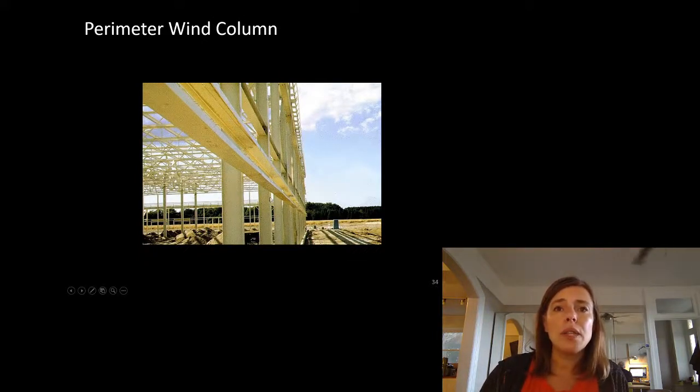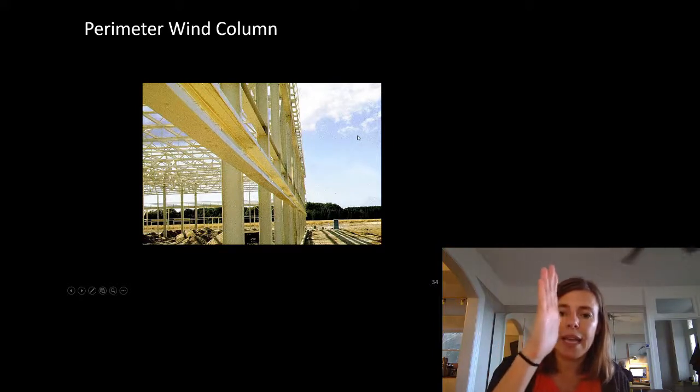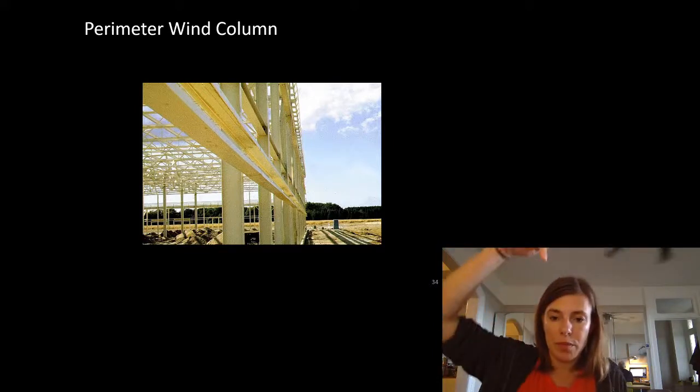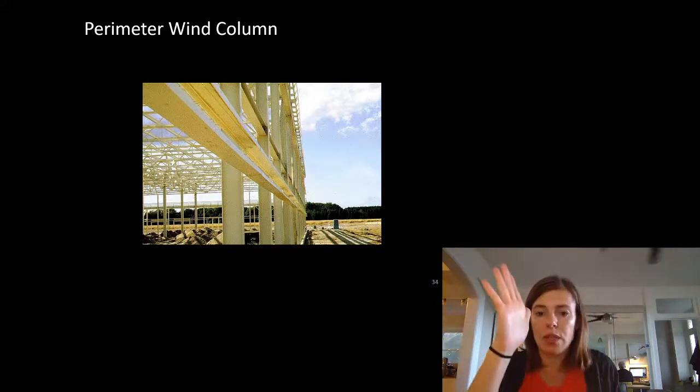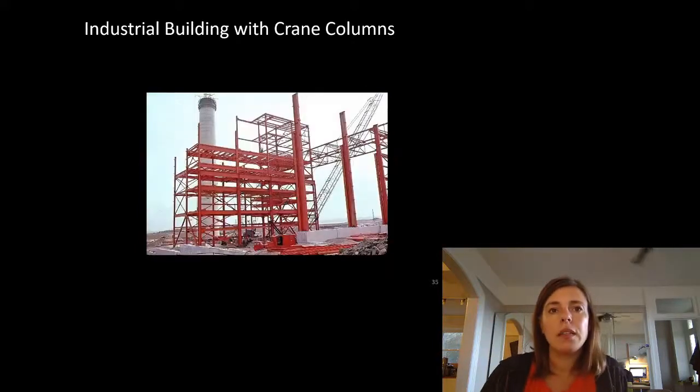Wind columns, so these are columns that also have girts framing into them, that are going to pick up a cladding that is going to cause bending in our column. So now it's going to have axial load, but it's also going to bend. An industrial building.